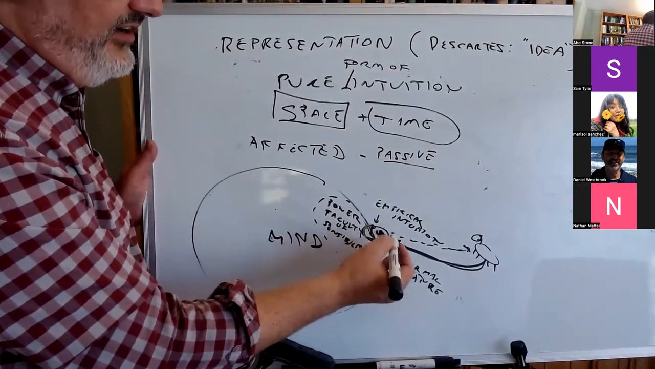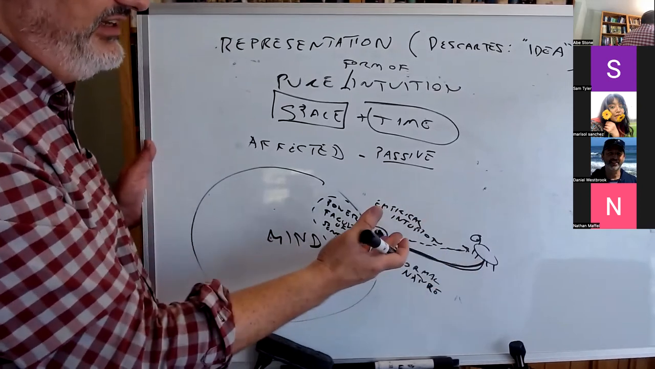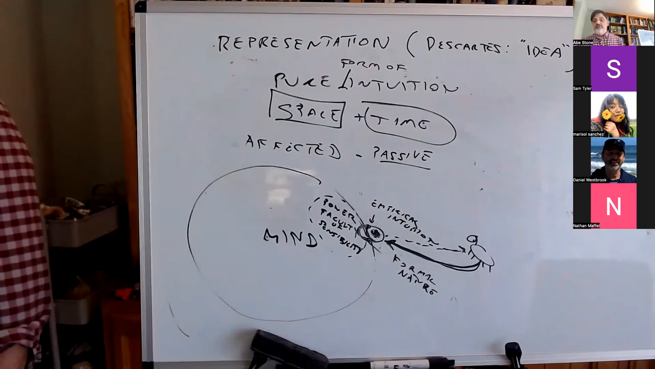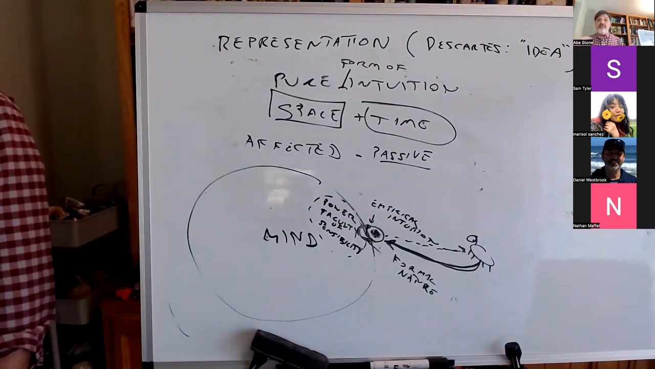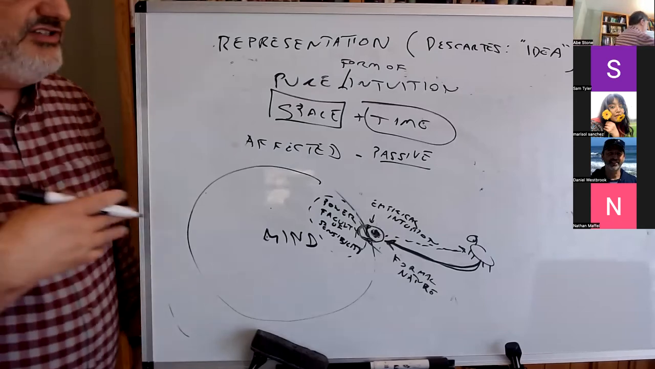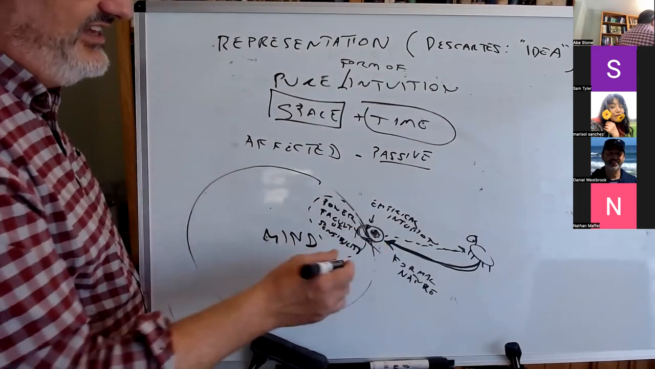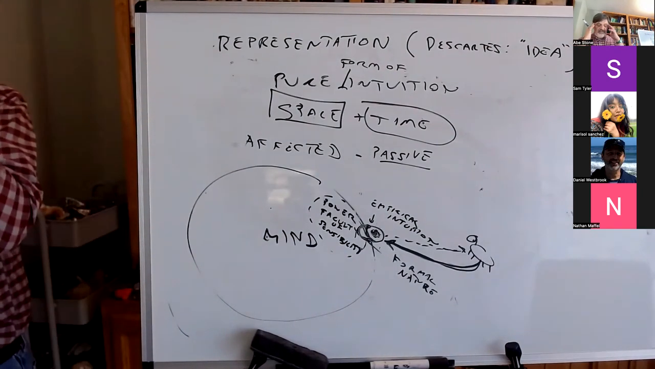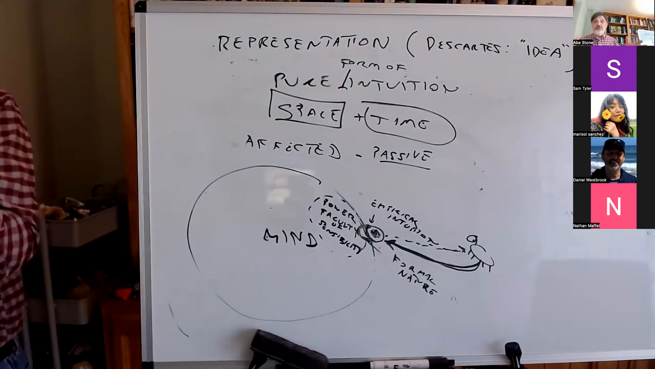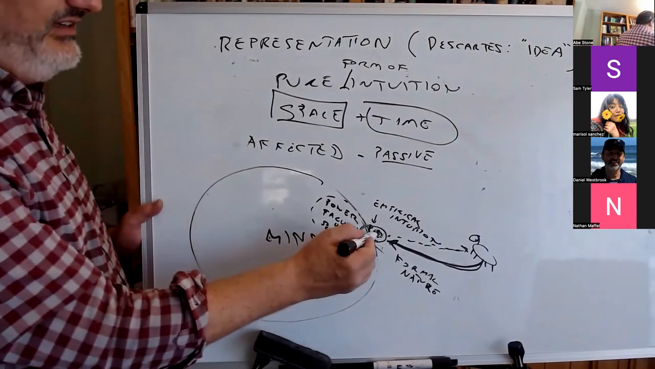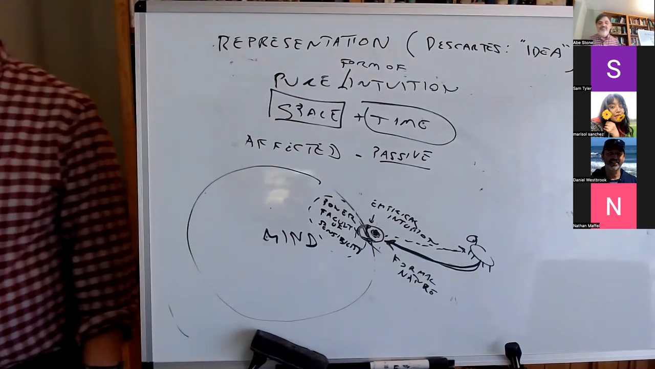So this part that's contributed by the object is what Kant calls a sensation. The sensation is the effect of the object on me. So an empirical intuition contains a sensation. And whenever I successfully refer to an actual object, it's because it actually affected me.